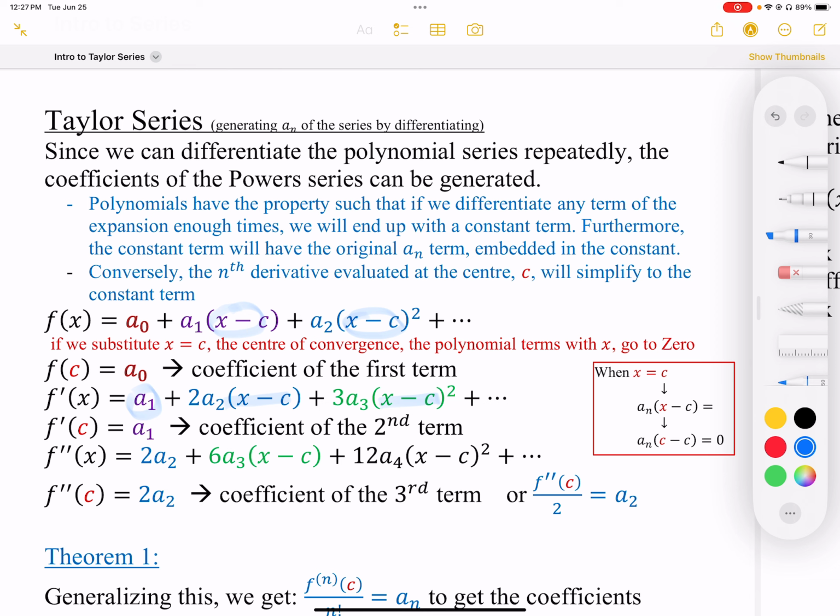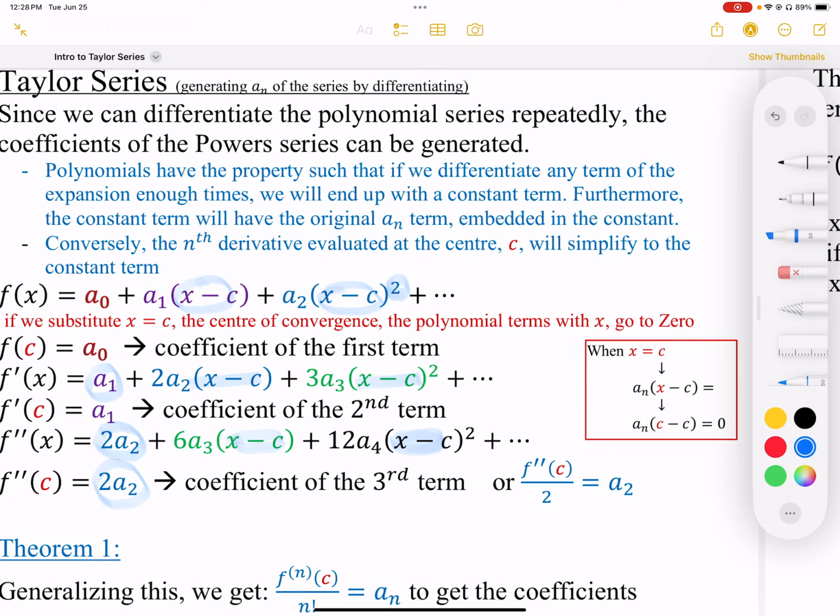If we differentiate that f prime again to the second derivative, we're going to end up again with another constant term. In this case, we have that extra factor of times 2 from the original x squared up here. But again, we're going to generate all these factors here, which when we plug in x equals c, are all going to end up becoming 0. And we end up being able to see what the a2 term is going to look like.